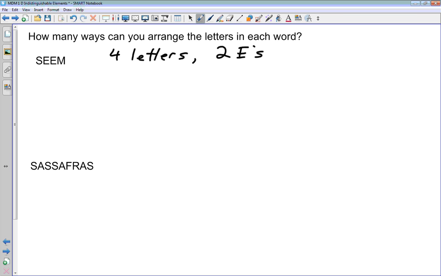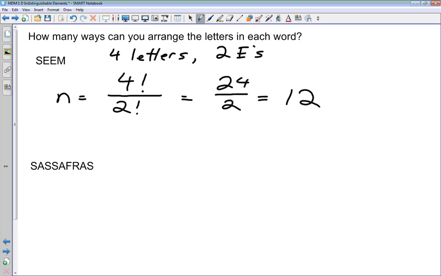So our number of arrangements, I'll say n, is going to be the number of ways that we could arrange 4 letters if they were all different, 4 factorial, and divide out the fact that 2 of them are identical or indistinguishable. 4 factorial divided by 2 factorial. We know that 4 factorial is going to be 24 again, divided by 2. So there are 12 possible arrangements.